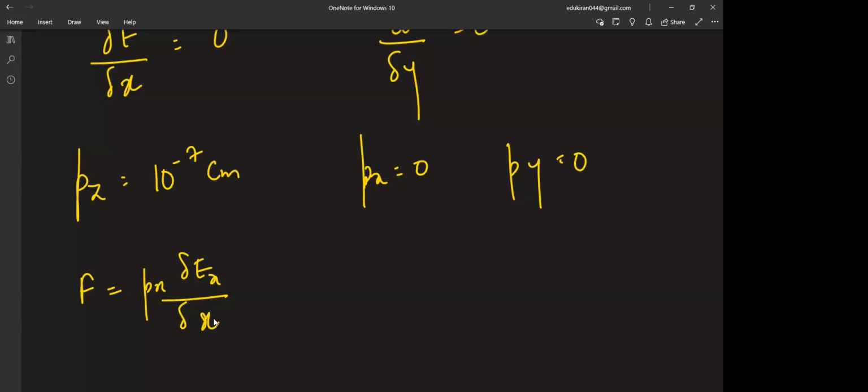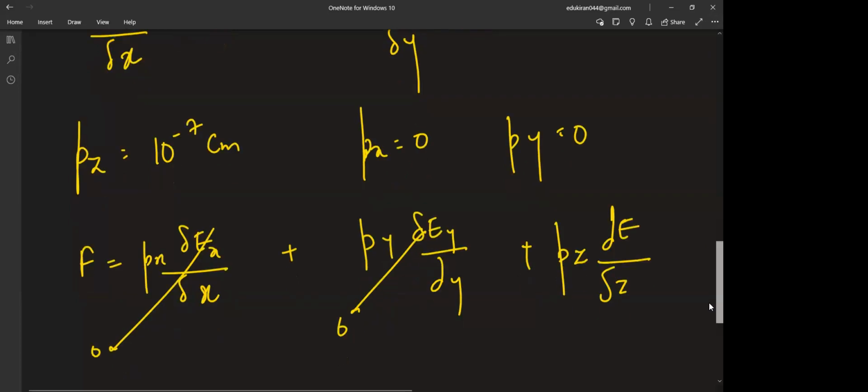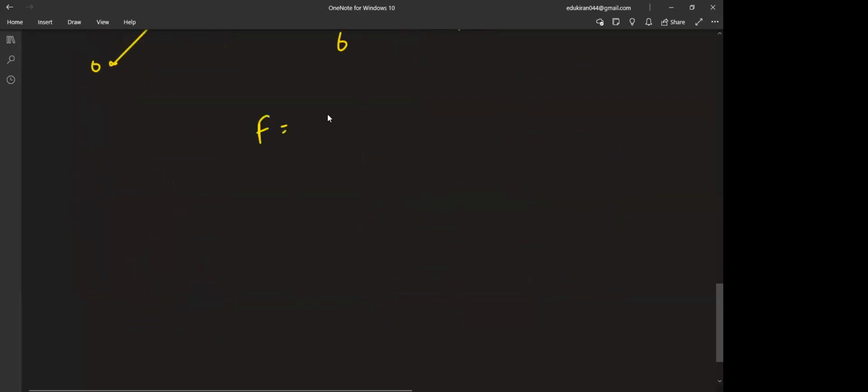This will be 0 in any case. Again, if you take the dipole moment across the y-axis with the electric field change across the y-axis, this will also be 0. But ultimately, you have the values for the z-axis, right? So this will be 0, this will be 0. You have the values across the z-axis. So you will be getting the force.